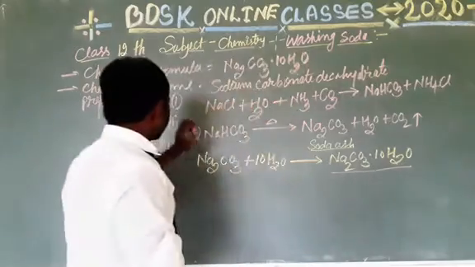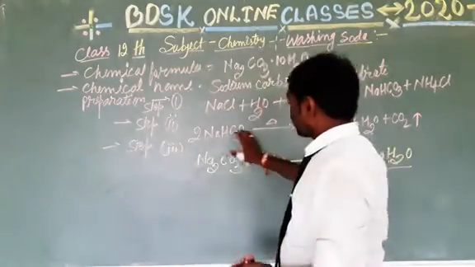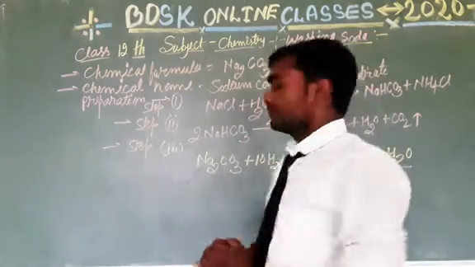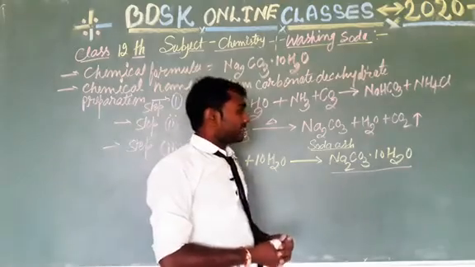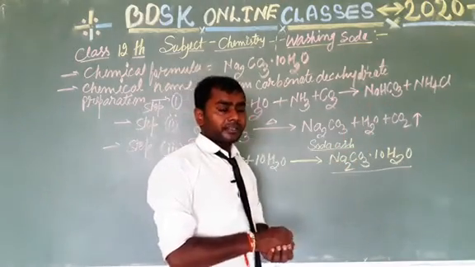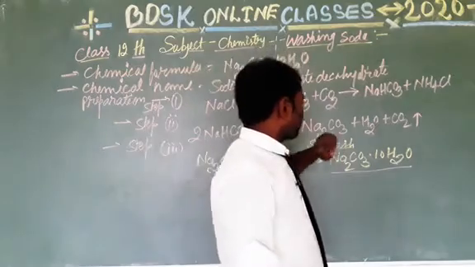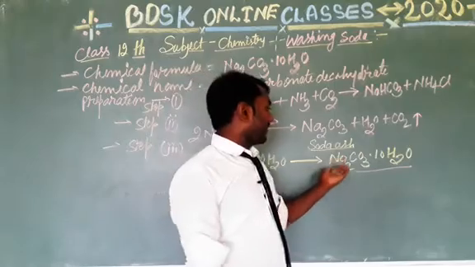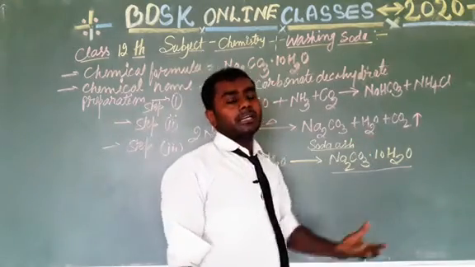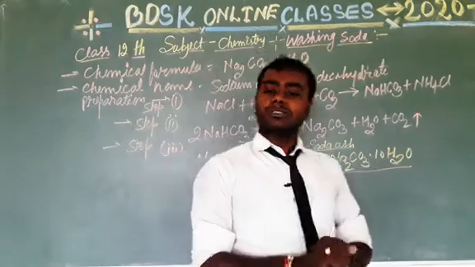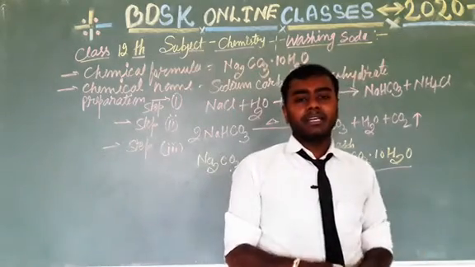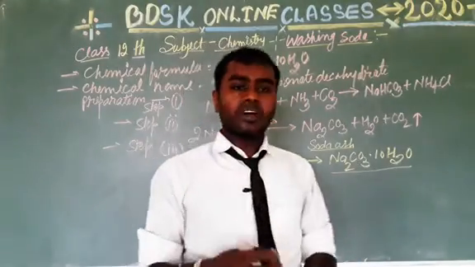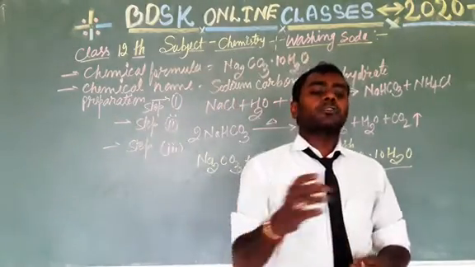Okay, in the second step, this sodium hydrogen carbonate undergoes heat and forms soda ash, releasing CO2 gas. Okay, in the third step, soda ash undergoes hydration with 10 water molecules and forms Na2CO3 into 10H2O. That is the chemical formula of washing soda. So I hope that all of you understood how to prepare washing soda by chemical processes.